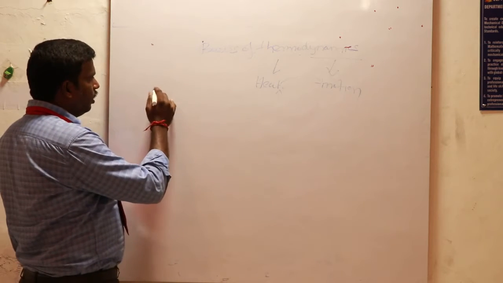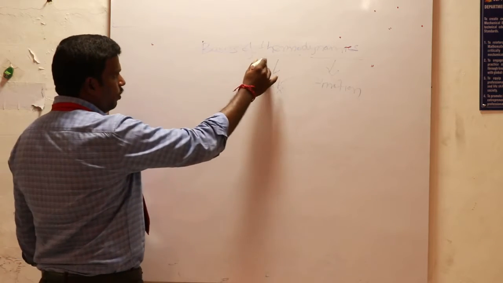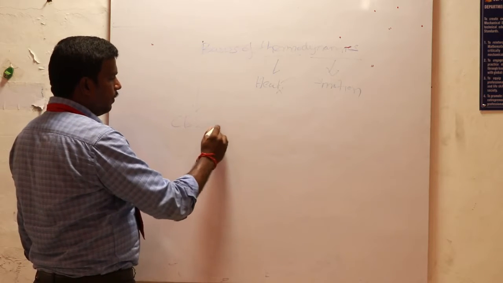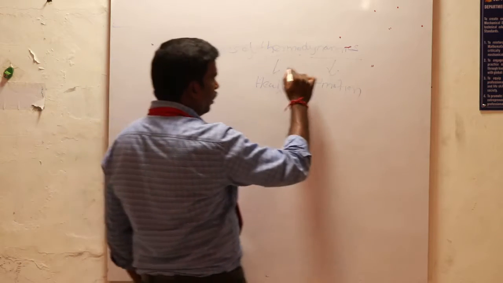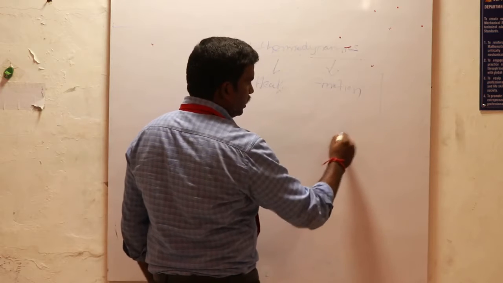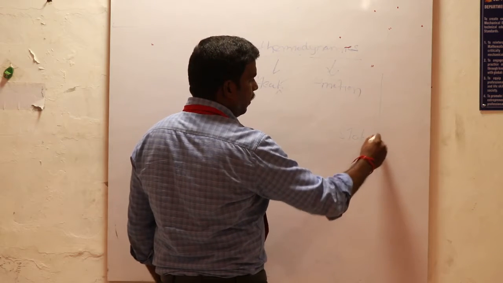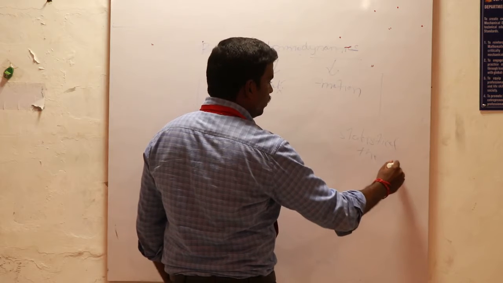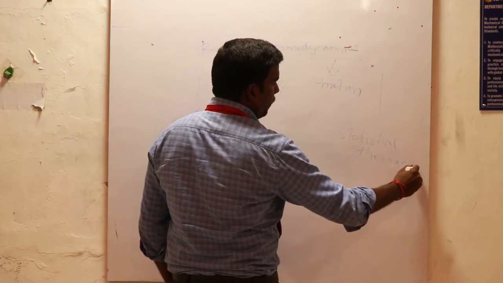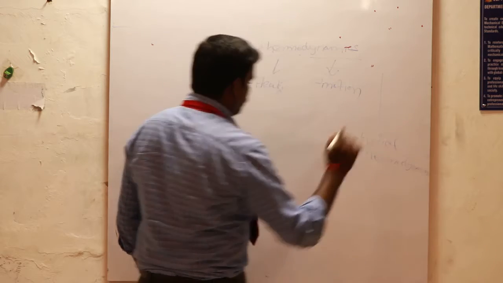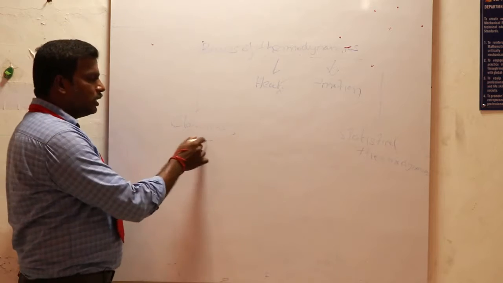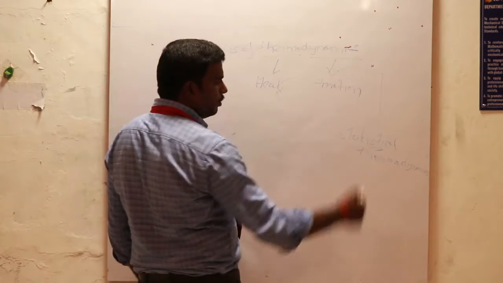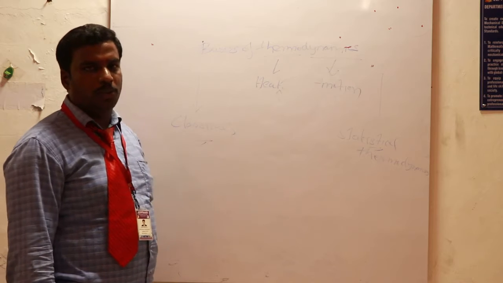So basically thermodynamics is of two types. One is classical thermodynamics and another one is statistical thermodynamics. So classical thermodynamics deals with a macroscopic approach and statistical thermodynamics deals with a microscopic approach.